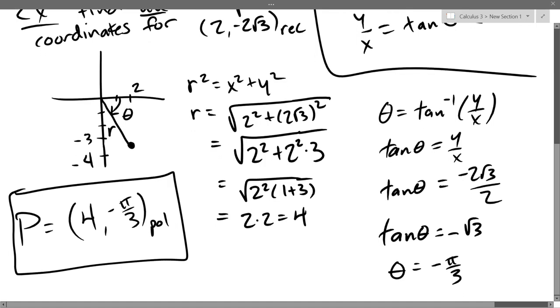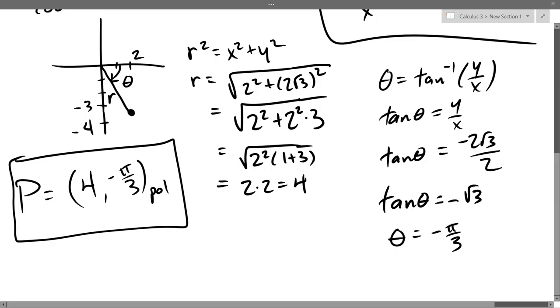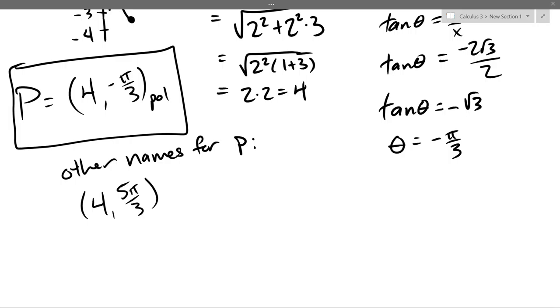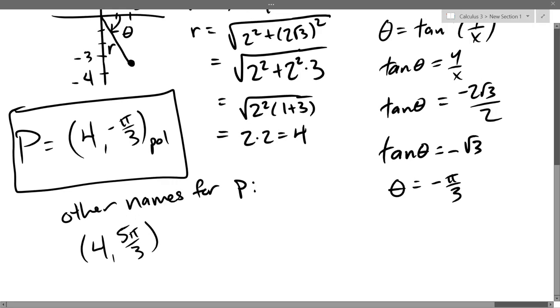Who has another name for P in polar coordinates? I put no restrictions on R and theta. You can pick any R and theta, positive, negative, as big as you want, as negative as you want. All right, how about 5 pi over 3? What's the difference between negative pi over 3 and positive 5 pi over 3? 2 pi. That is exactly correct.